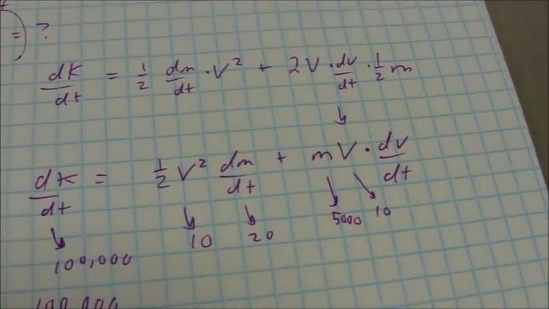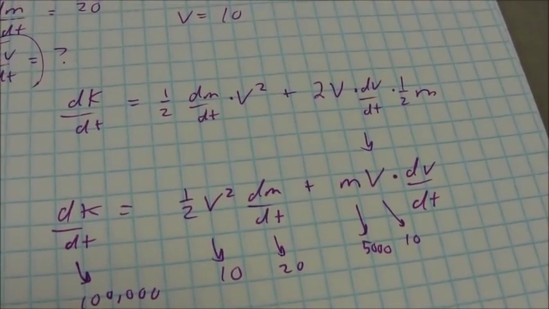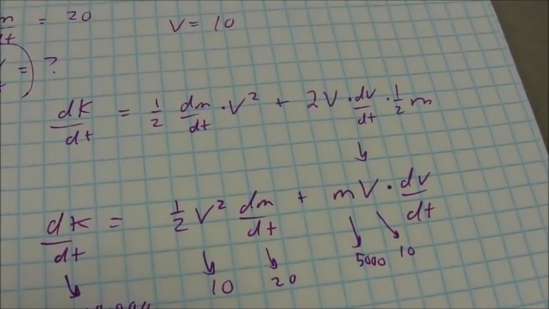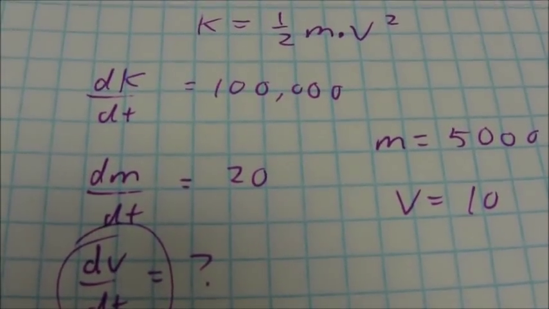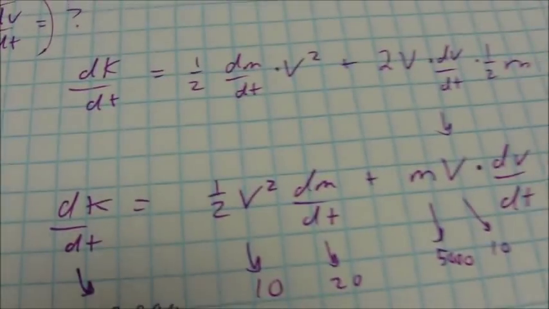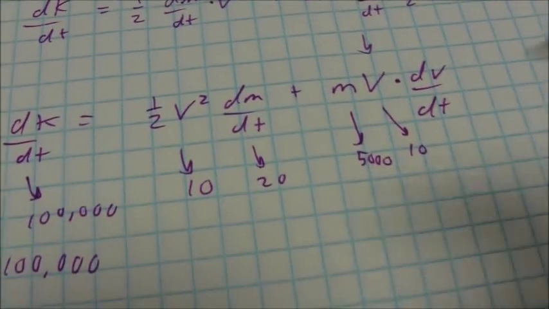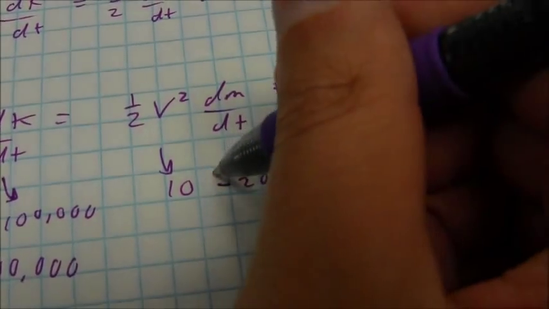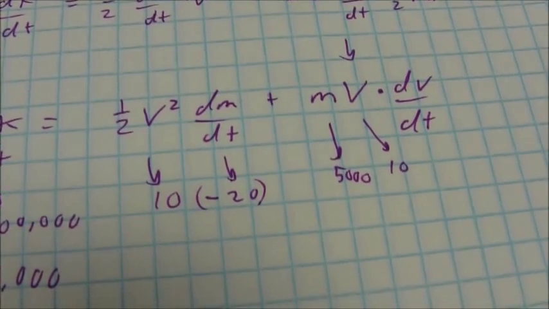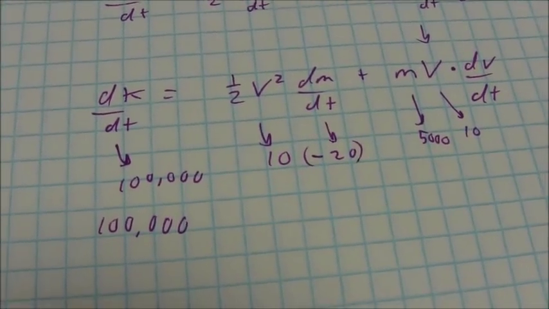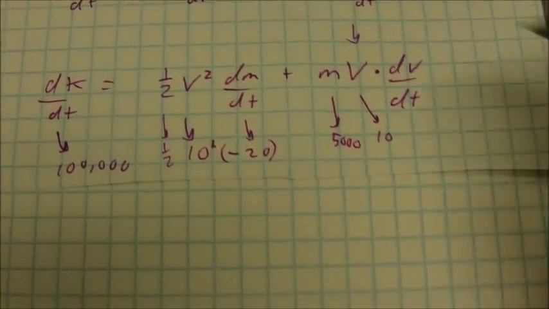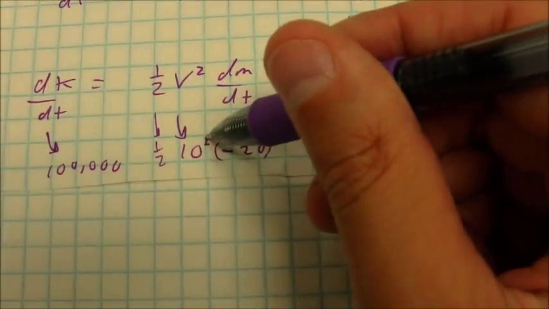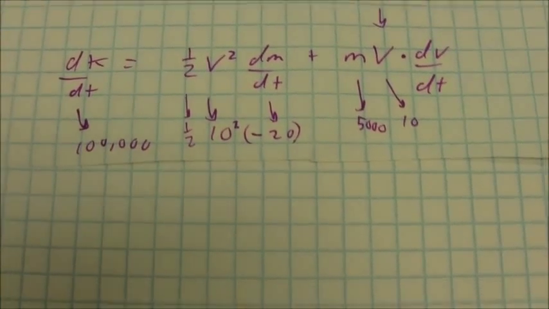Oh, by the way, one thing that I did not take into account here, and I really need to do this, the mass is decreasing at 20 kilograms per second. Decreasing, that is a negative value there. So down here, when I substitute in that rate of mass change, that needs to be a negative 20, and that's being multiplied there. So be careful with that. At this point, I need to substitute these values in and simplify.